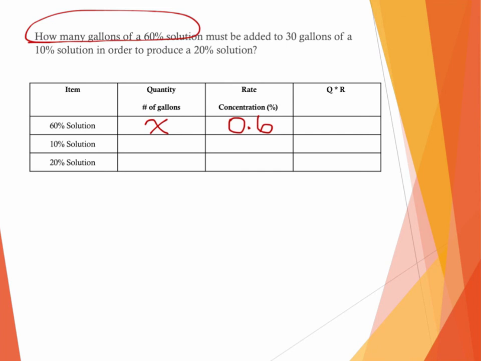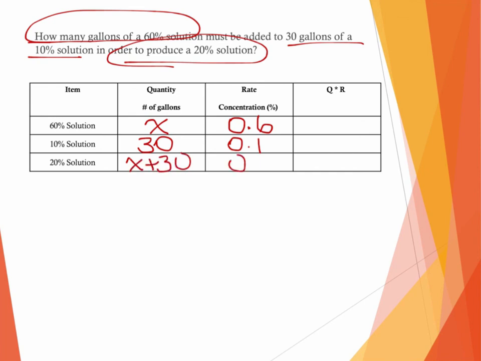My 10% solution, we know we have 30 gallons of it. We want to produce a 20% solution. Well, if I add X gallons to the 30 gallons that I already have, X plus 30 is how much of the 20% solution I'm going to have. The concentration is 0.2. All of these boxes are filled out, so I can multiply across.